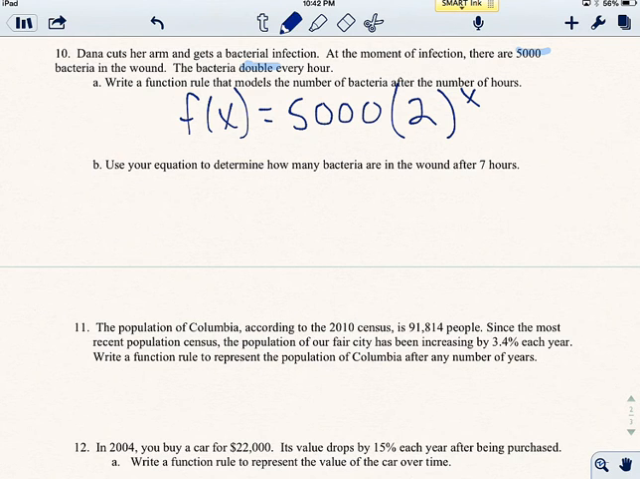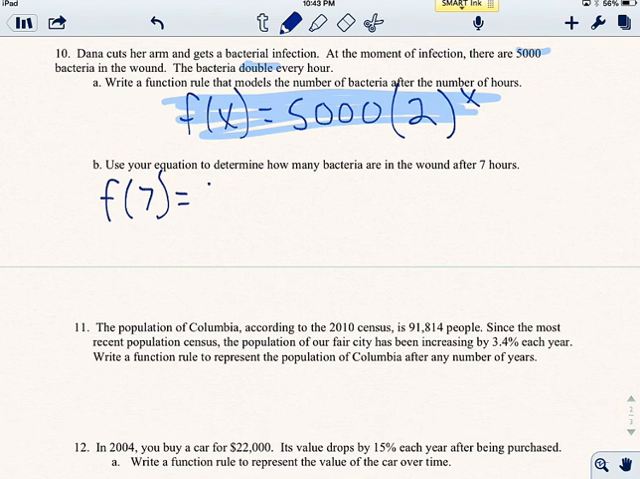Now it wants me to use my equation to determine how many bacteria are left in the wound after 7 hours. So what I'm going to do is evaluate this top equation for when x equals 7 hours. So we write that down as f of 7, for 7 hours, equals 5,000 times 2 to the 7th, because x becomes 7.